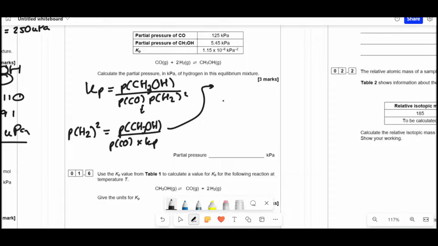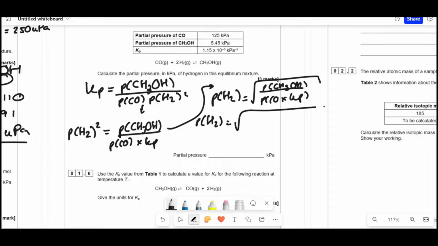You can either work it out here and square root it at that point, but I'm just going to do it all in one go. So it's the square root of PCH3OH, all divided by PCO times Kp. Then you can substitute your numbers. So PH2 is going to equal the square root of whatever the partial pressure is, times 1.15 times 10 to the minus 6. Then you should get 194.7. There you go. Done.